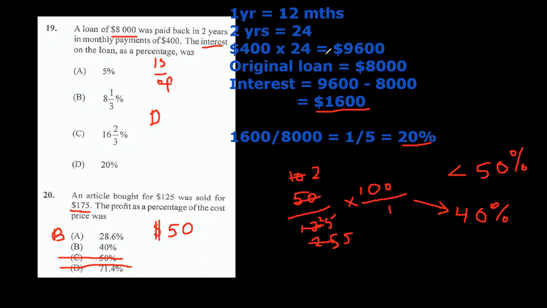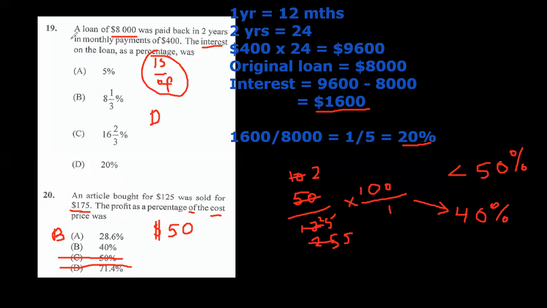Tanisha, what's up? We did 50 over 125 because that's the cost price. So why did we do 50 over 125 here? Because they said profit as a percentage of the cost. And remember the is over of. Whatever comes after of is at the bottom.